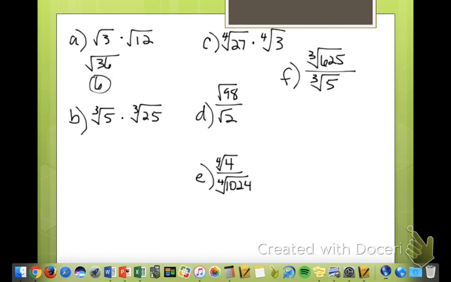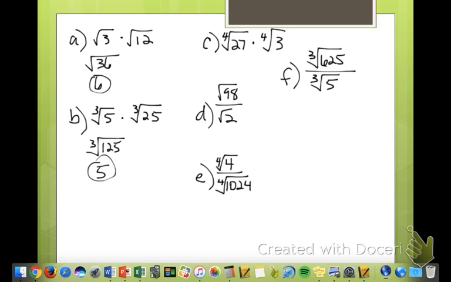All right, now write down B. We've got the 3rd root of 5 times the 3rd root of 25. Since our roots are the same, we can multiply those numbers underneath. So 5 times 25 is 125. And then the 3rd root of 125 is 5. Now hopefully you recognize that, but if not, you can put it on your calculator or look on your roots and powers chart.